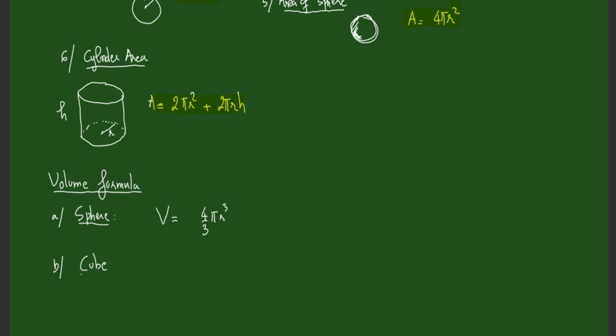V equals s to the 3rd power, where s is the side of the object. So you know the cube looks like this. So s is one of the sides, because for the cube all the sides are the same. As long as you know one side, you can find the volume of the cube. Or you can find the volume of this object, the cylinder.